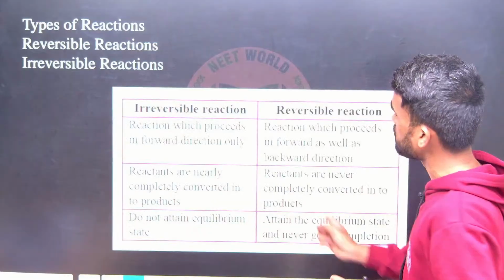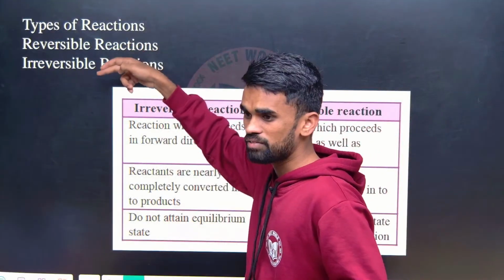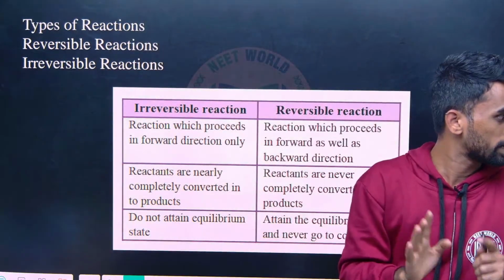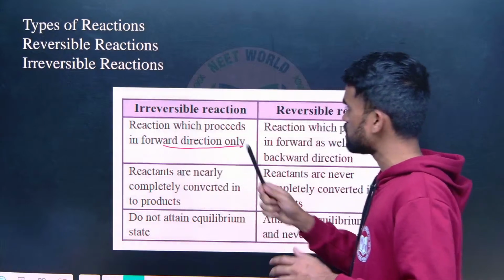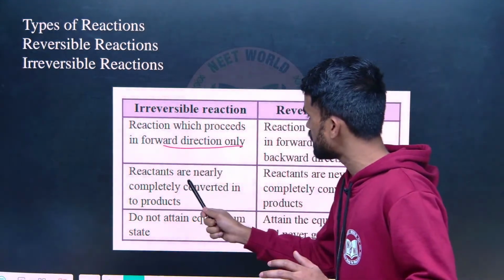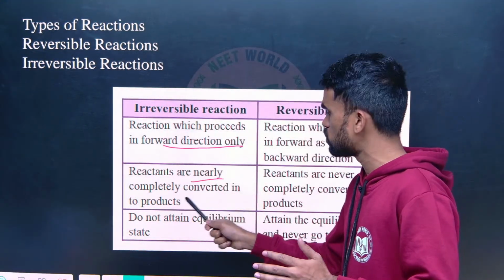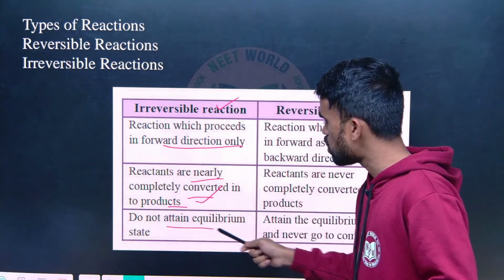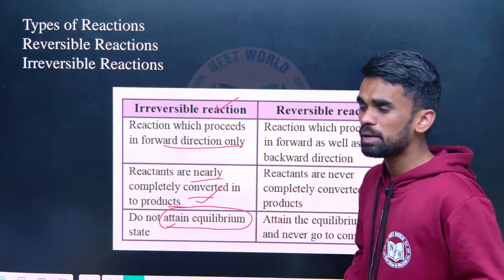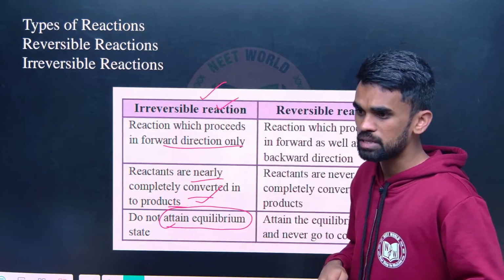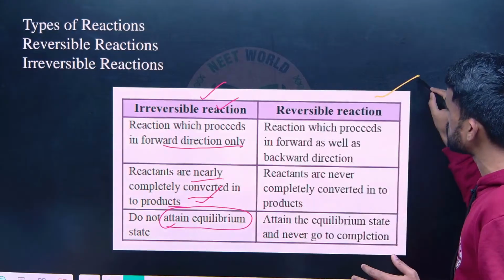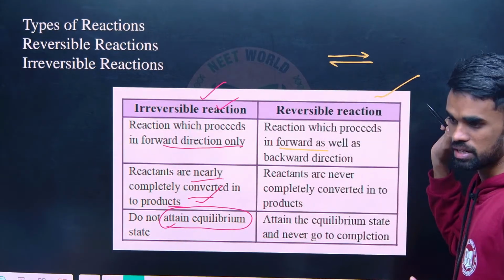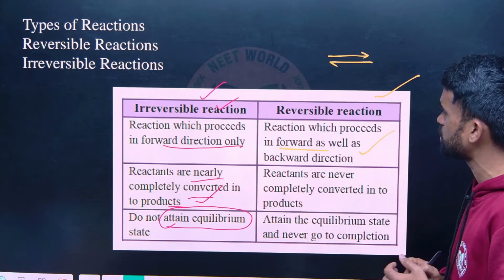Now, what are the types I told you? One is reversible, another one is irreversible. An irreversible reaction takes place only in one particular direction, the forward direction only. Reactants are nearly completely converted into products in the case of irreversible reactions, and there is no attaining of an equilibrium state. Whereas a reversible reaction proceeds in the forward direction as well as the backward direction. In both directions it is possible.